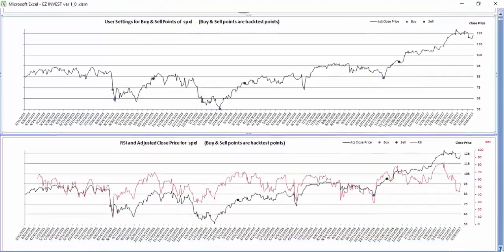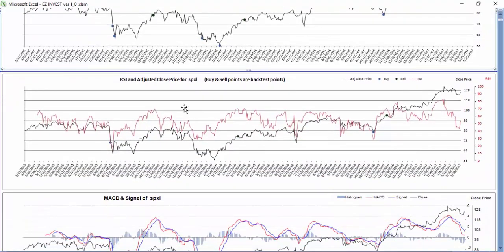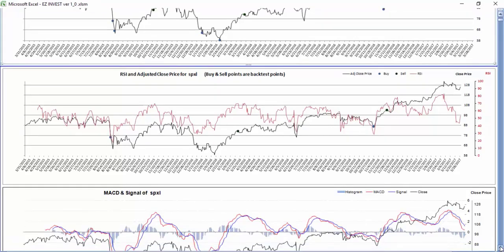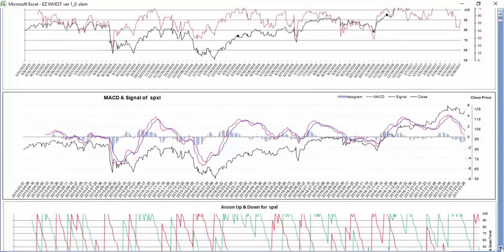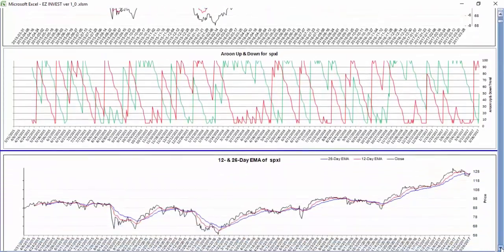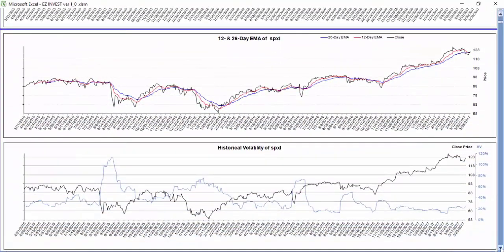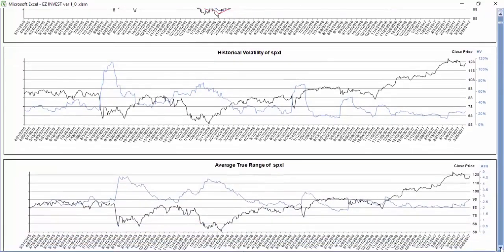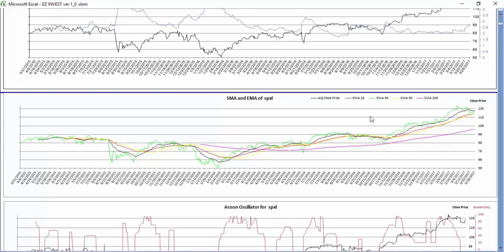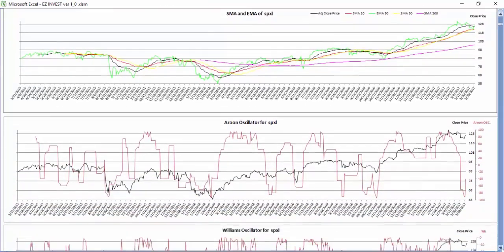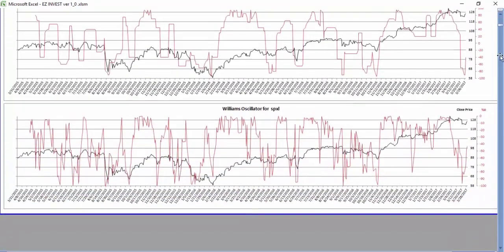And then you have the relative strength. This program will not go over how to research these indicators and what they mean. And I'll show you the relative strength chart for the last 2 years. The moving average convergence divergence, the rune up-down indicator, the 12 and 26-day exponential moving averages, your historical volatility, your average true range, your custom indicators that you had in there for your 2 exponential moving averages and 2 simple moving averages. And then you have your rune oscillator and your Williams oscillator.